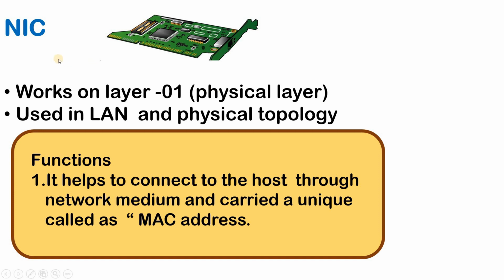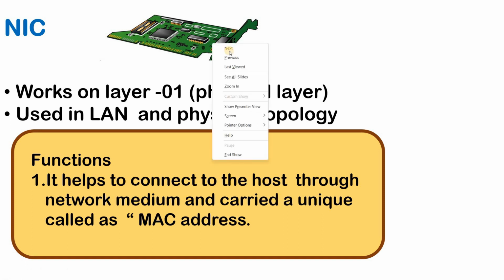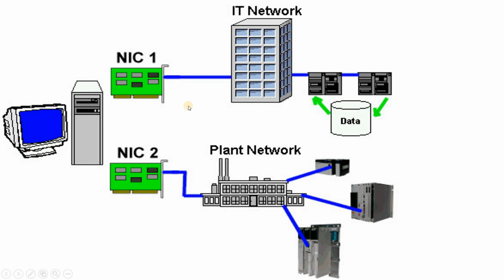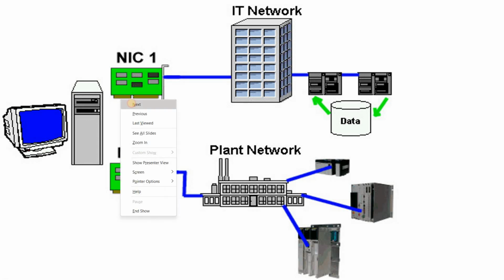Here, another device is the network interface card. This card works on the physical layer. We use this card for a local area network. The main function of NICs is to connect the host to the network medium and carry the unique MAC address. And this is the diagram. This shows the IP network. We are connecting those kinds of devices to our organization.